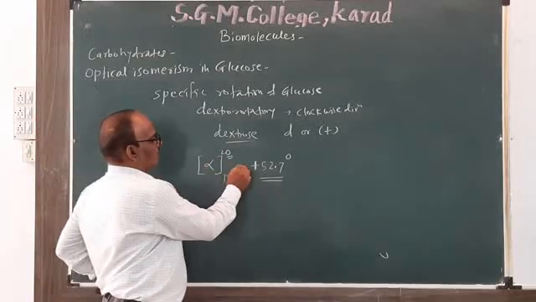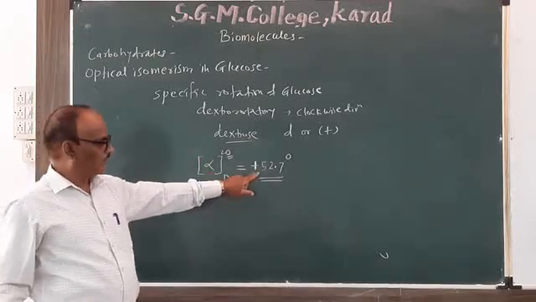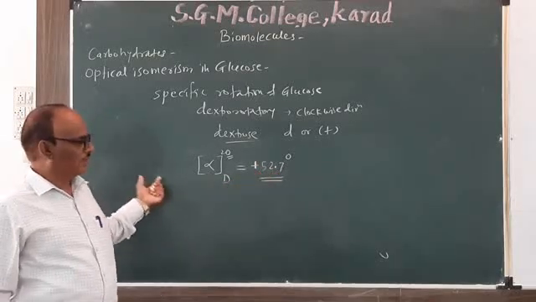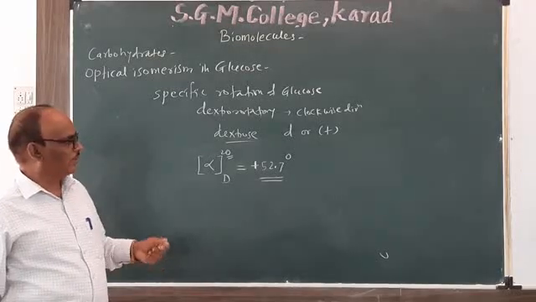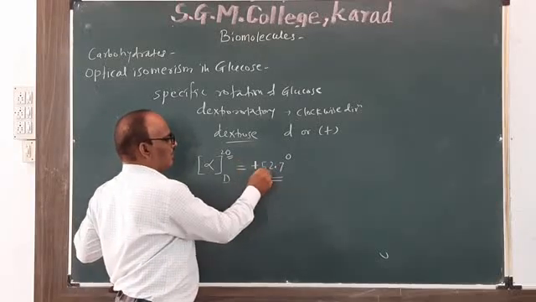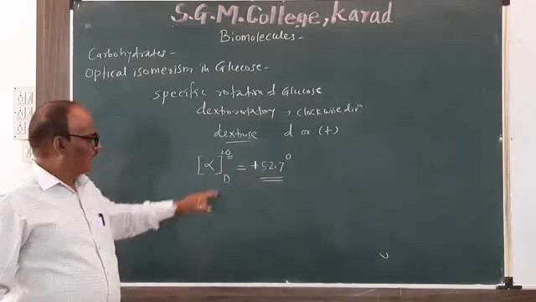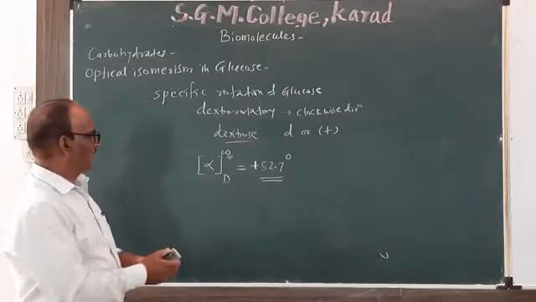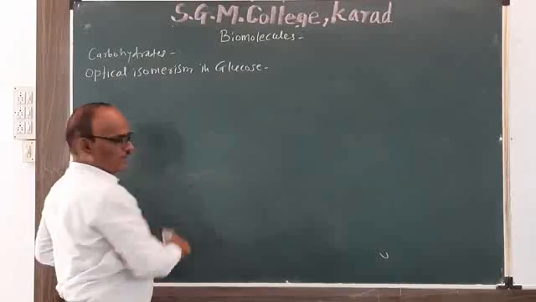So remember this value of specific rotation of glucose, that is plus 52.7, because an MCQ will be asked: what is the specific rotation of glucose. The correct value is 52.7 degrees, the plus sign is also important, because it's an angle. And this 20 represents the value measured at 20 degrees Celsius. So this is about the specific rotation of glucose.